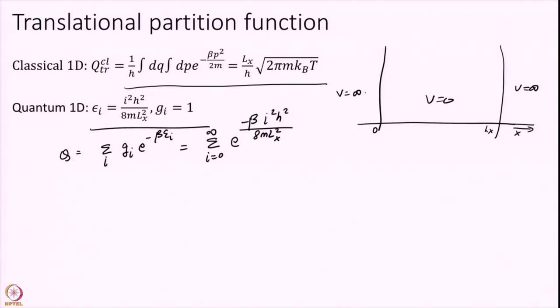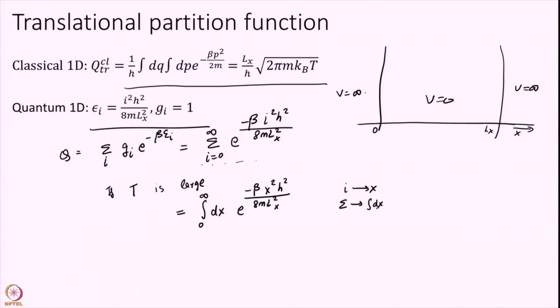Now, this summation is actually a very hard summation to do analytically, but if temperature is large, that is I have a lot of these terms, a lot of levels are populated, then I can put this as an integral over dx of e to the power of minus beta x squared h squared over 8 m L_x squared, where I have replaced i with x and the summation with an integral dx.